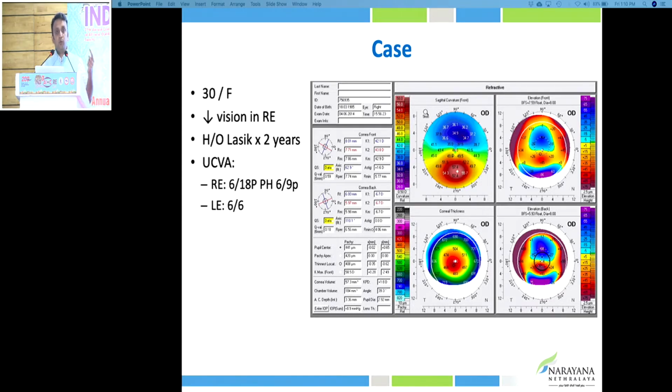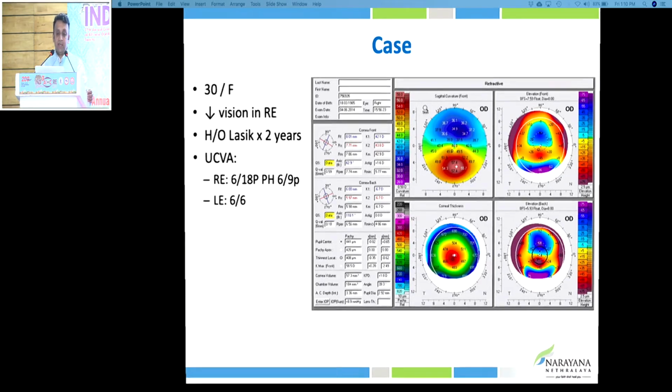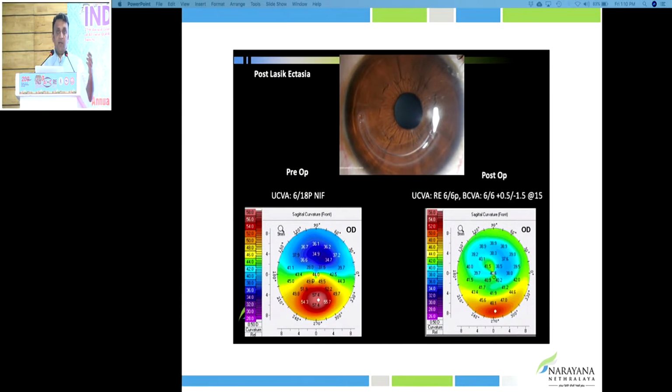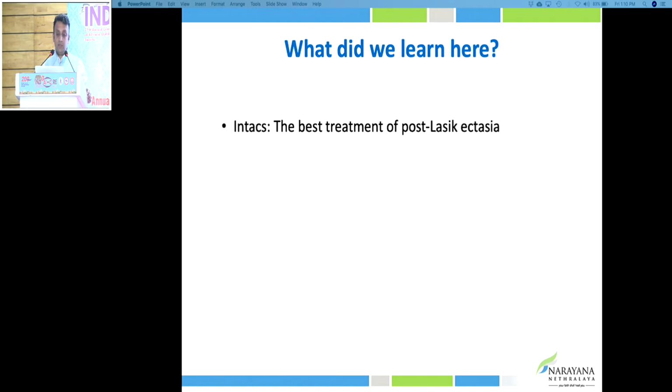If I have to choose only one indication for intracorneal ring implants, I would use it for post-LASIK ectasia, and it works wonderfully well. It makes the surface as if it was nothing but the LASIK done. So if you have one treatment required, that would be post-LASIK ectasia.